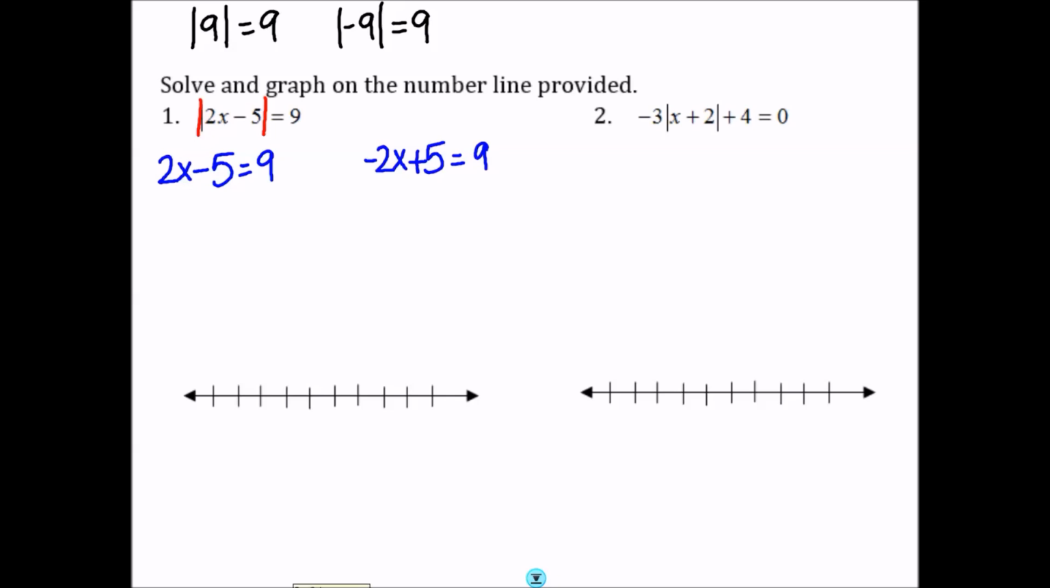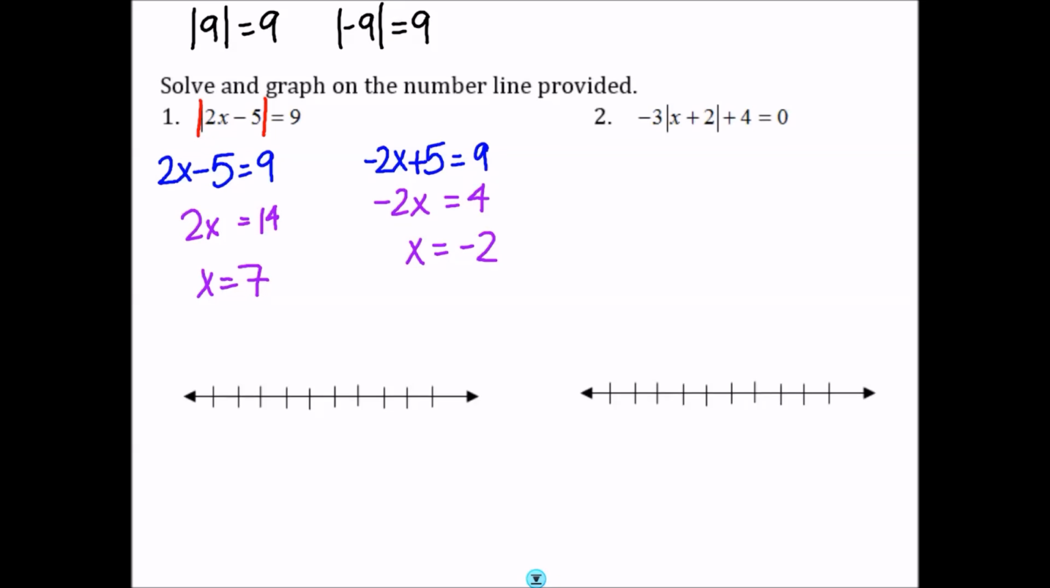So just like Algebra 1 when you solved linear equations, on this first equation you would add 5 to both sides and then divide by 2. On the second equation you would subtract 5 from both sides and then divide by negative 2. So my two answers are x equals 7 and x equals negative 2.